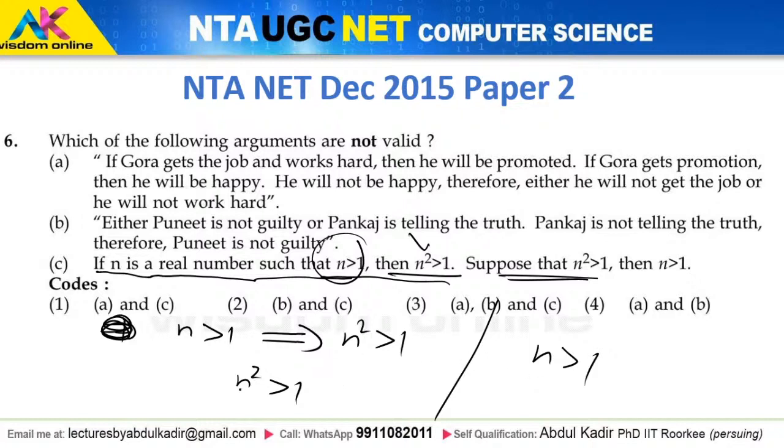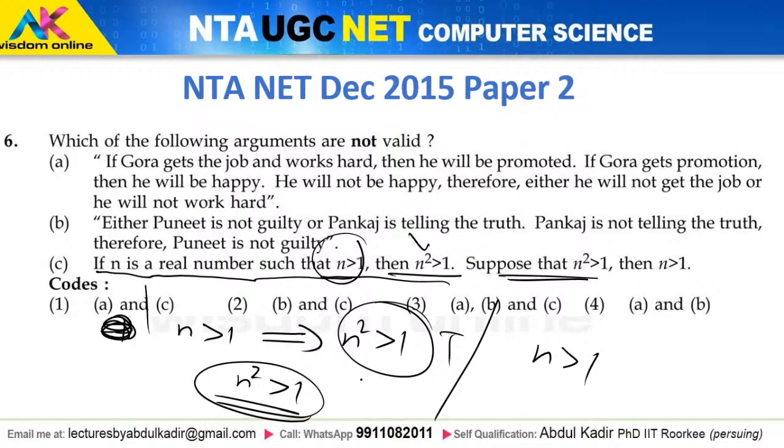Now let's see. He is saying that this is true. The thing is, if this is true, then automatically this complete thing will become true. We don't need this n greater than 1. So that's why actually this is not valid. Are you getting my point?